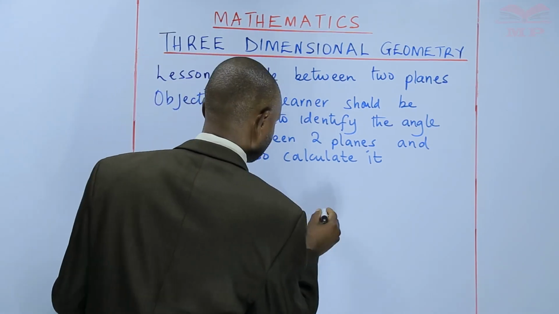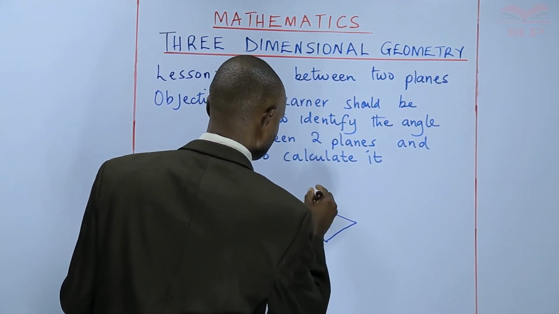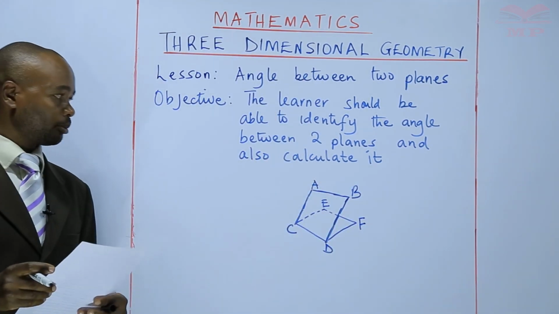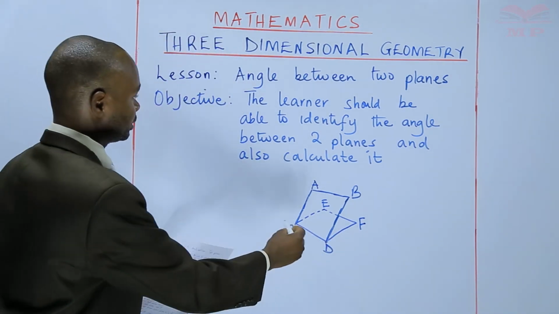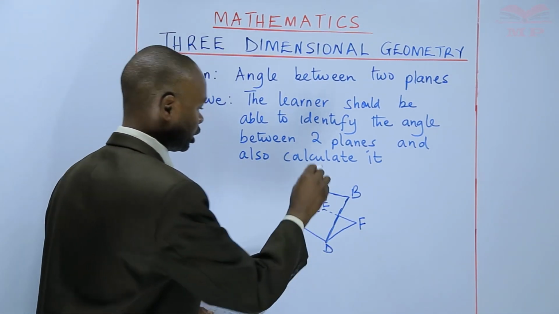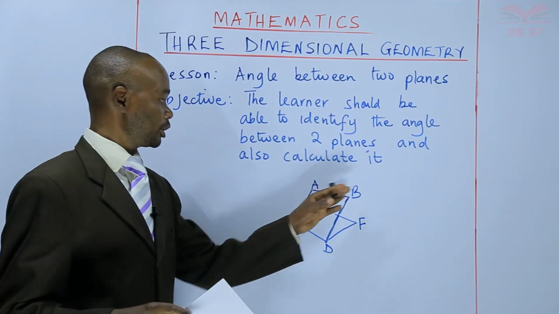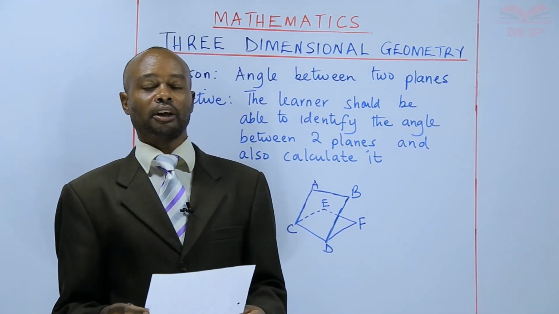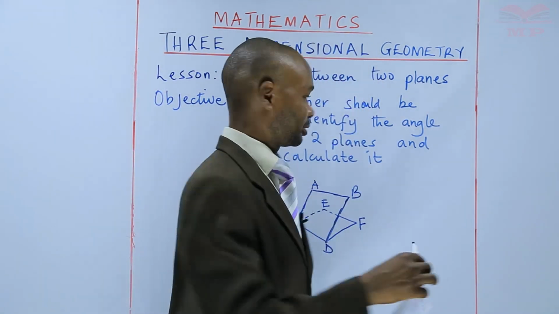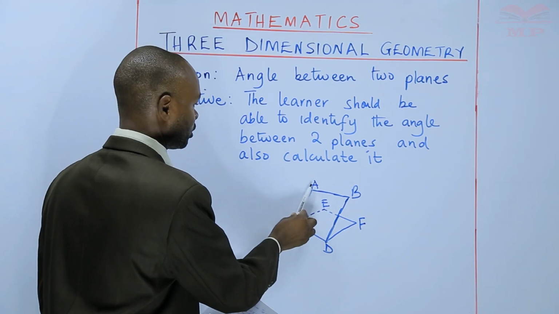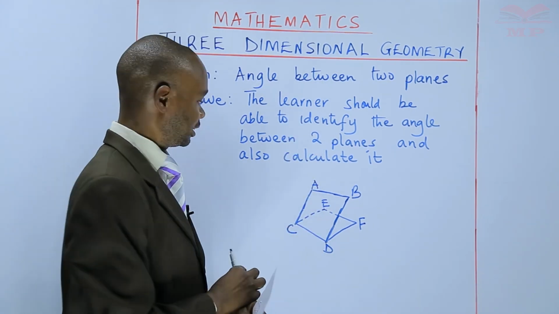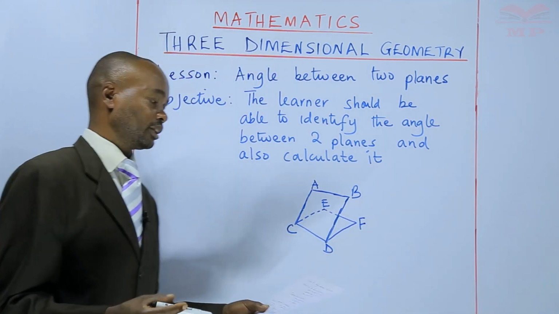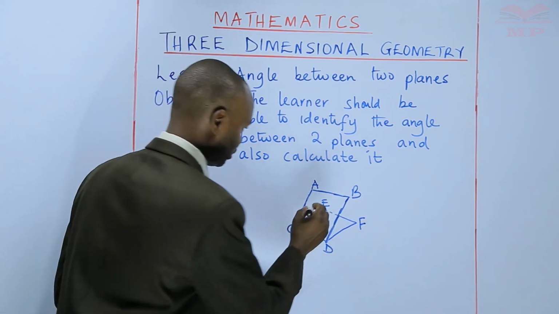Let us look on the board. We have plane ABCD and CDEF. Initially, we found that if we have a line and you sweep it through a fixed distance, you get a plane. The same for the other plane. Have a line and sweep it, you get a definite plane.